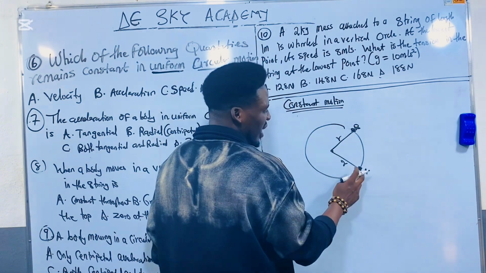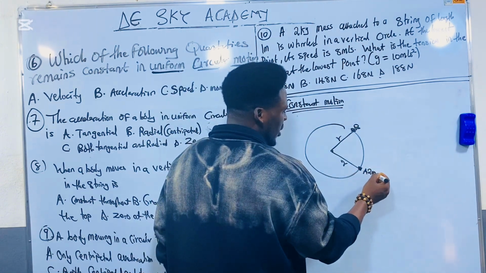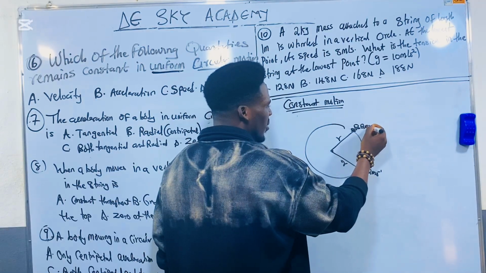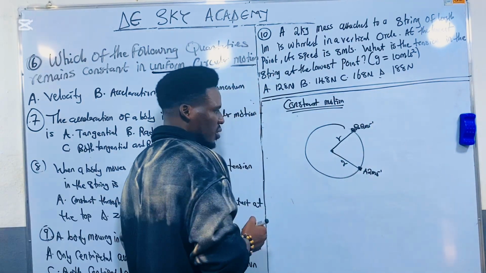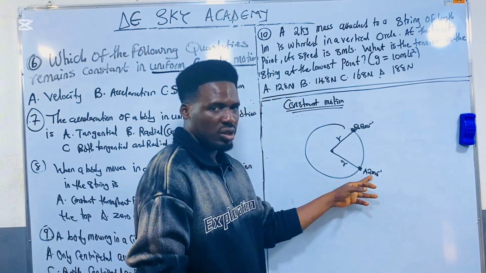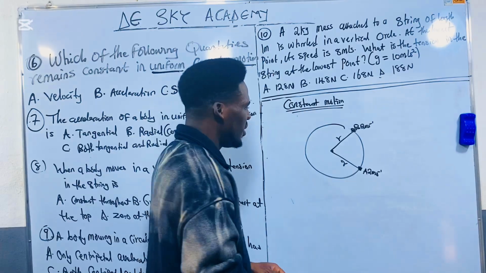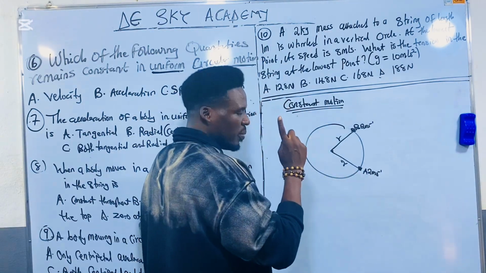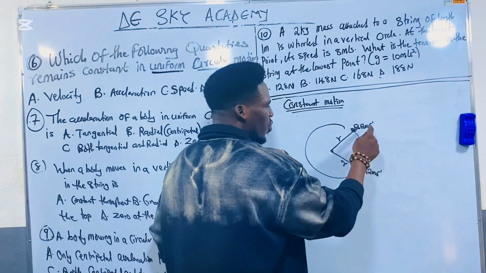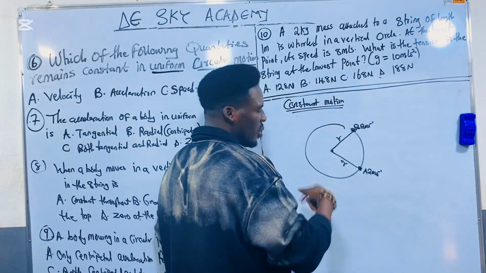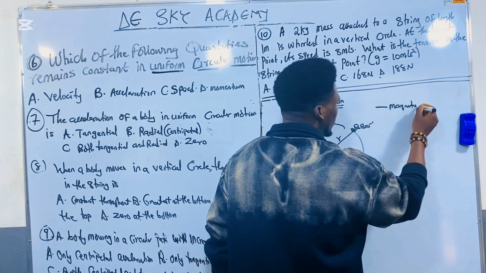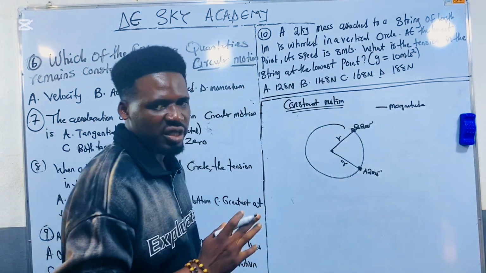And let me say that the velocity at this point is 2 meters per second. The velocity at this point is 2 meters per second. You get it? What will you observe? You observe that the magnitude of this velocity is the same. Why? Because at point A it was 2 meters per second. At point B it was also 2 meters per second. So what is not changing in this circular motion? The thing that is not changing in this circular motion is called the magnitude. That is the only thing that is not changing.